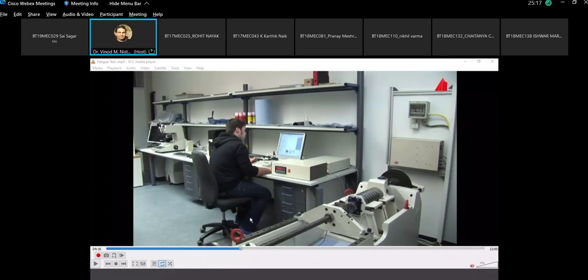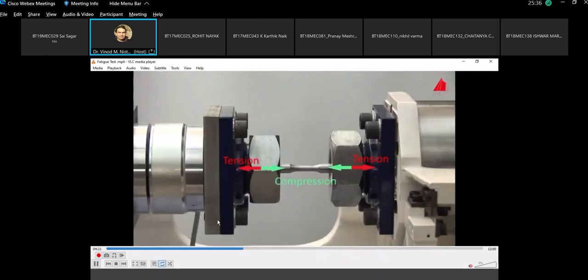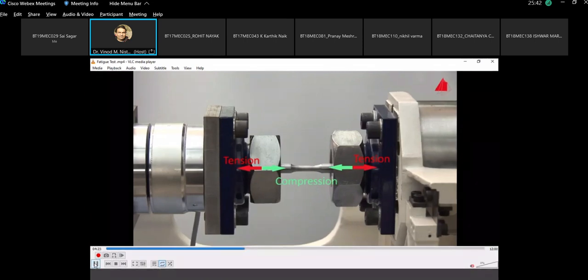Okay, so this is a lab setup for the fatigue testing. We are using a servo hydraulic universal testing machine, in which the load is applied in a cyclic manner. You can see these are the two types of load which are applied. One is tensile and the second one is compression.